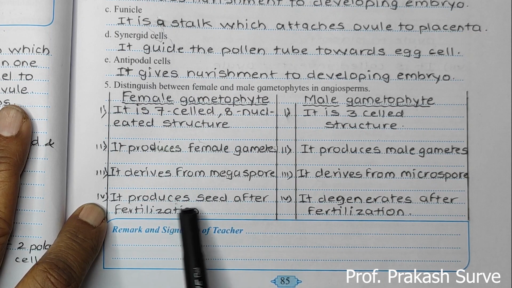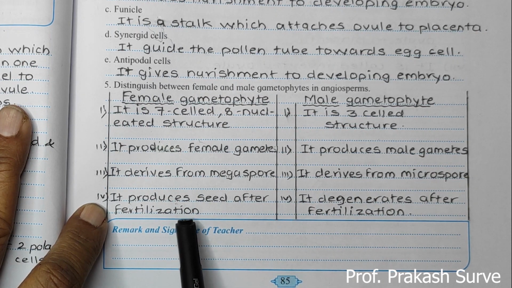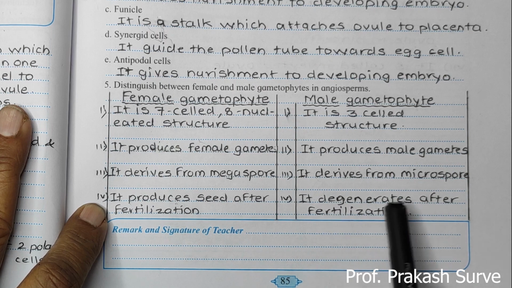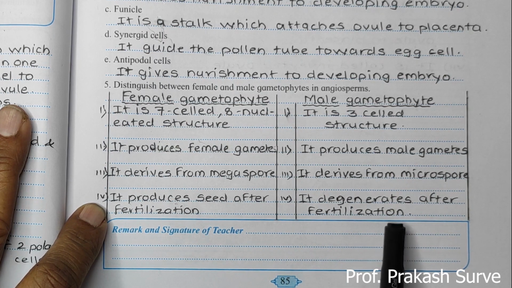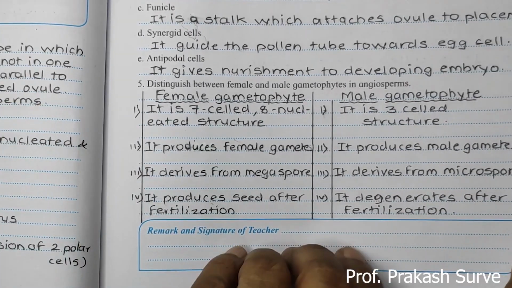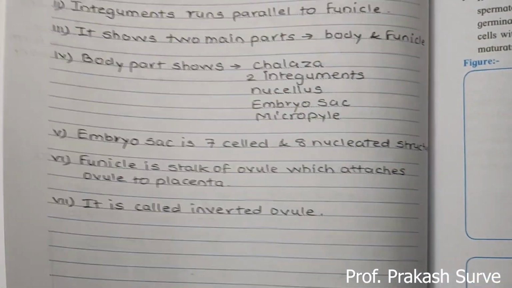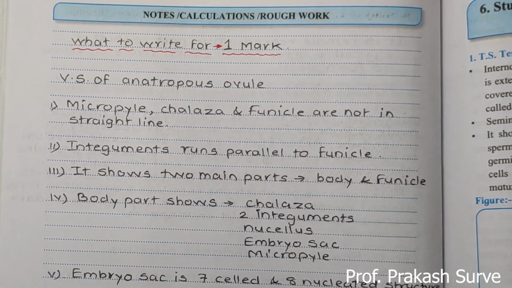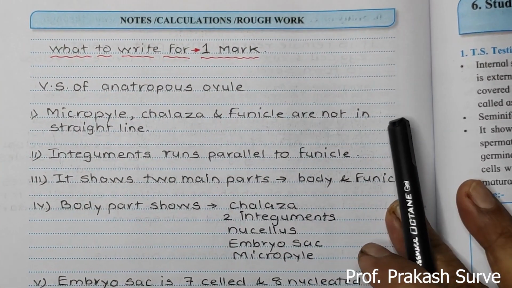The female gametophyte produces a seed after the fertilization, while the male gametophyte degenerates after the fertilization. So this is the difference. Now we'll see what to write in the board exam for getting the 1 mark for this particular spot.